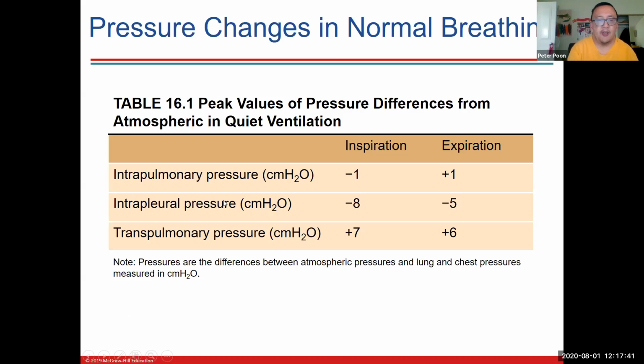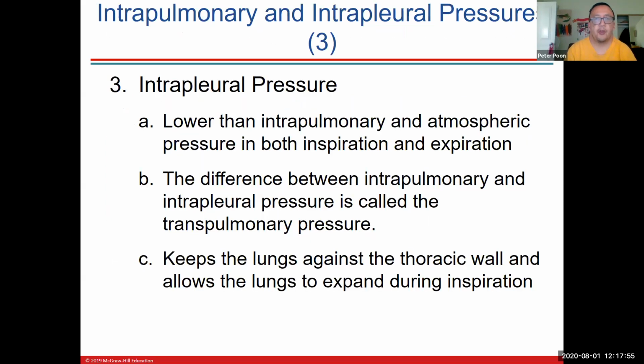So this transpulmonary pressure is this pressure minus that pressure. All right. Intrapleural pressure is lower than the intrapulmonary pressure and atmospheric pressure in both inspiration and expiration. Okay. This keeps the lungs against the thoracic wall. Like this, you'll see what happens when this doesn't happen. And it allows the lungs to expand during inspiration.